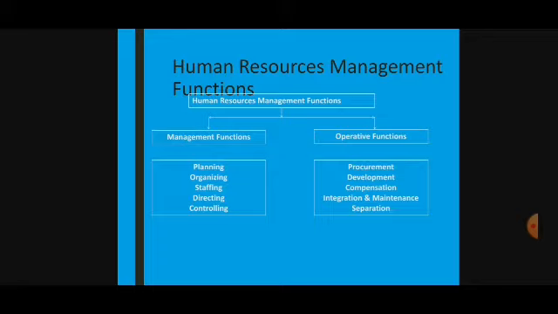Human resource management functions. So this is the diagram of human resource management functions. One is the management function and the other one is the operative function. Under the management function you have planning, organizing, staffing, directing and controlling. Under the operative function are procurement, development, compensation, integration and maintenance, and separation. So these are the branches of human resource management.